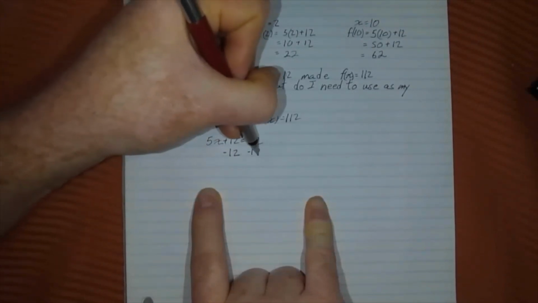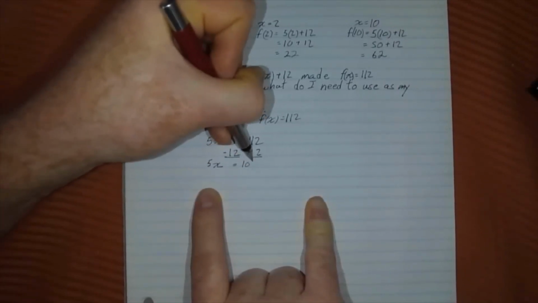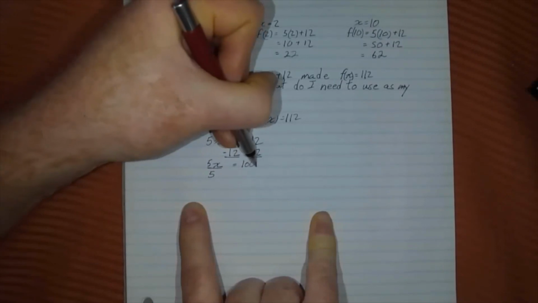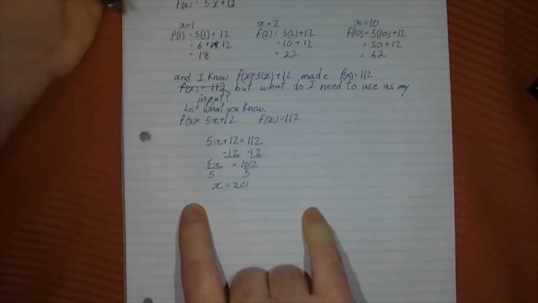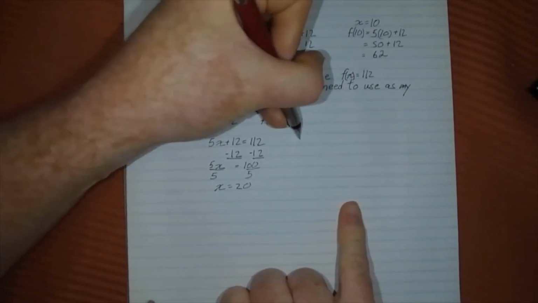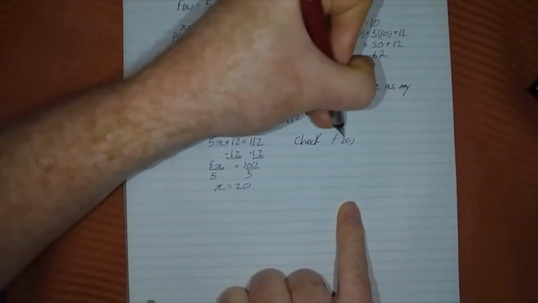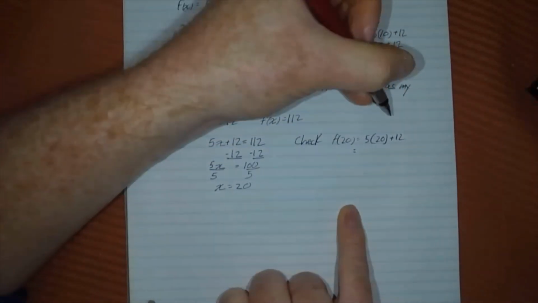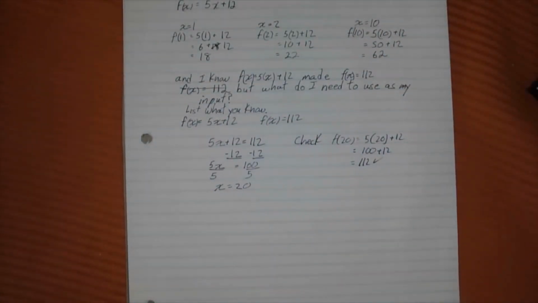Simplify. X is equal to 20. There we go. If I put 20 into my machine, I should get 112. Let's do a check. Well, I know 5 times 20 is 100, plus 12. It checks. Awesome. I can also back calculate for my machine to see what I get.